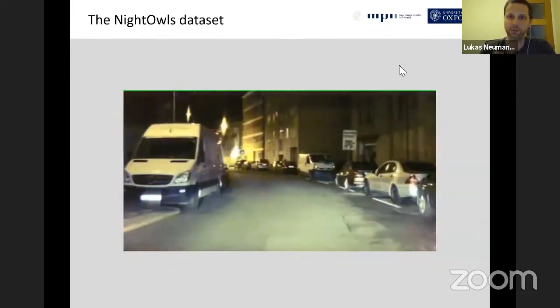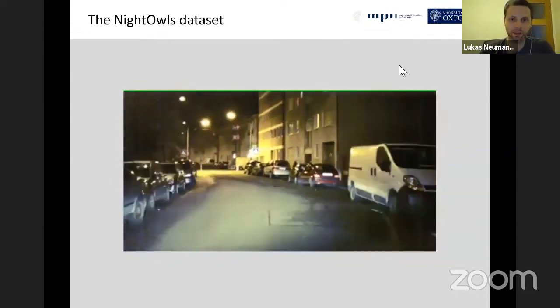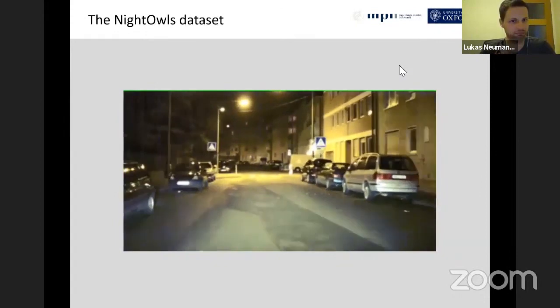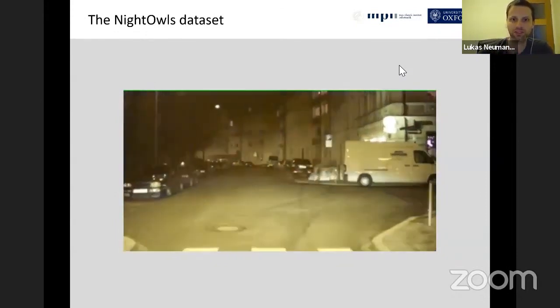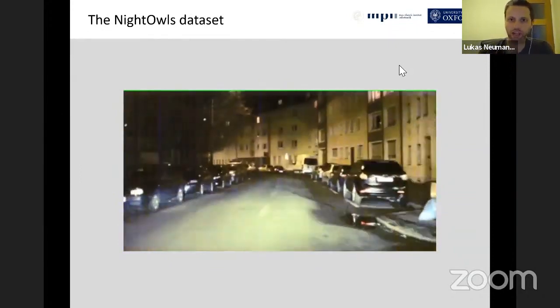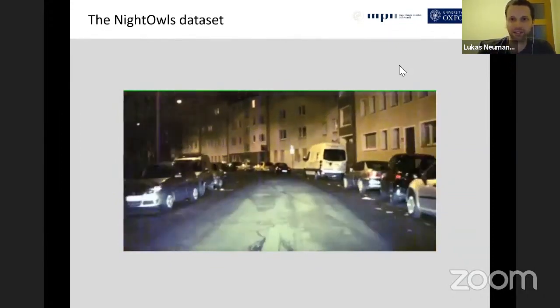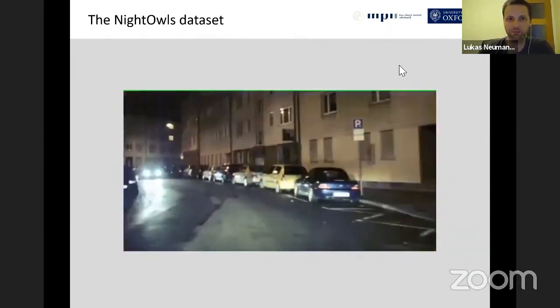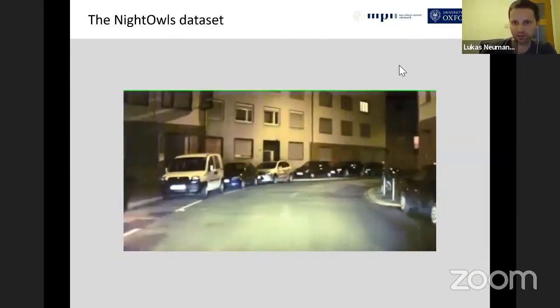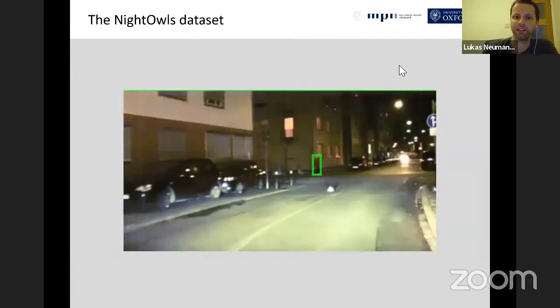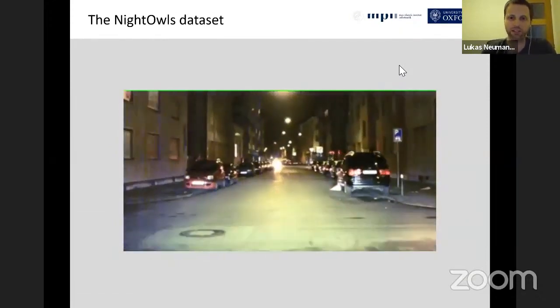And one last example. Again, this is a standard industry camera. So this is the raw signal that the car sees, and as far as this particular make and model of the car is concerned, this is the only sensor that the car has. So whatever decision you're making needs to be based purely on this signal.